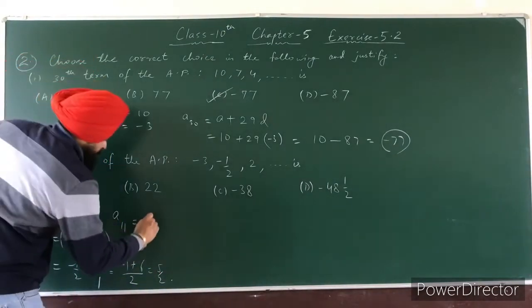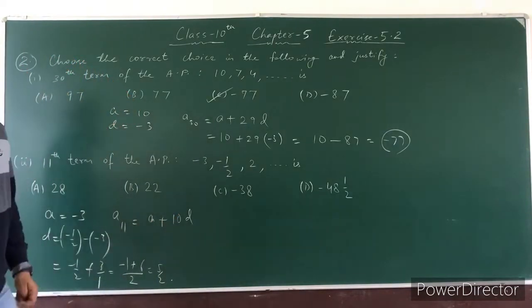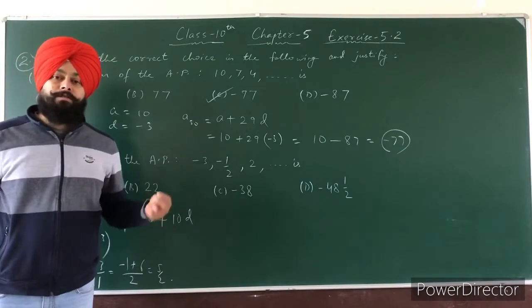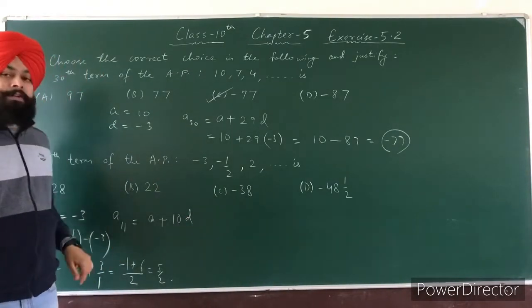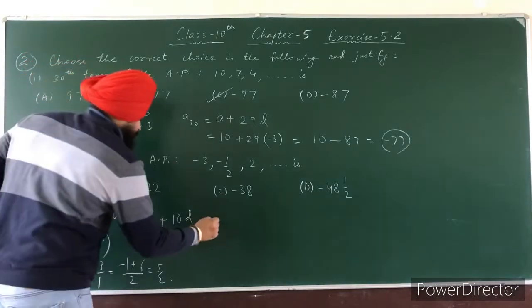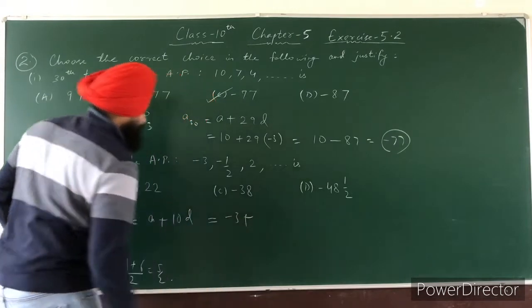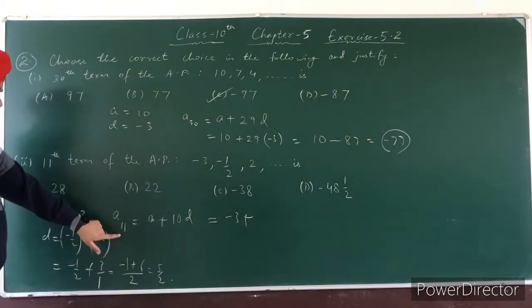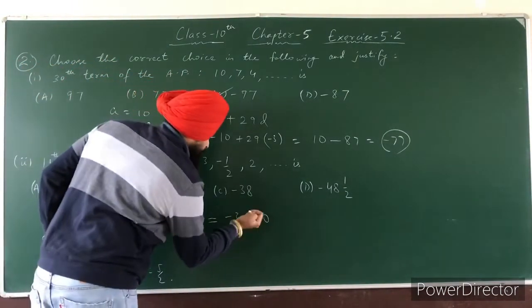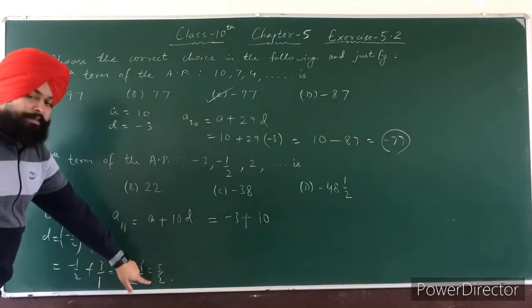So put here A plus 10D, because the formula is A plus (N minus 1) into D. N is here 11. So 11 minus 1 is 10. So 10D. Now what is A? A is minus 3 plus (N minus 1). N is 11. So it is 10. D. The value of D is here 5 by 2.